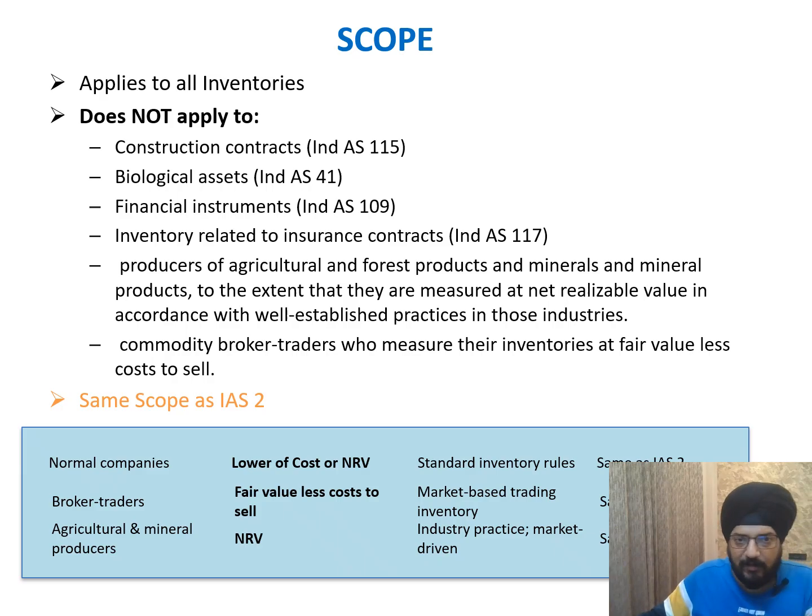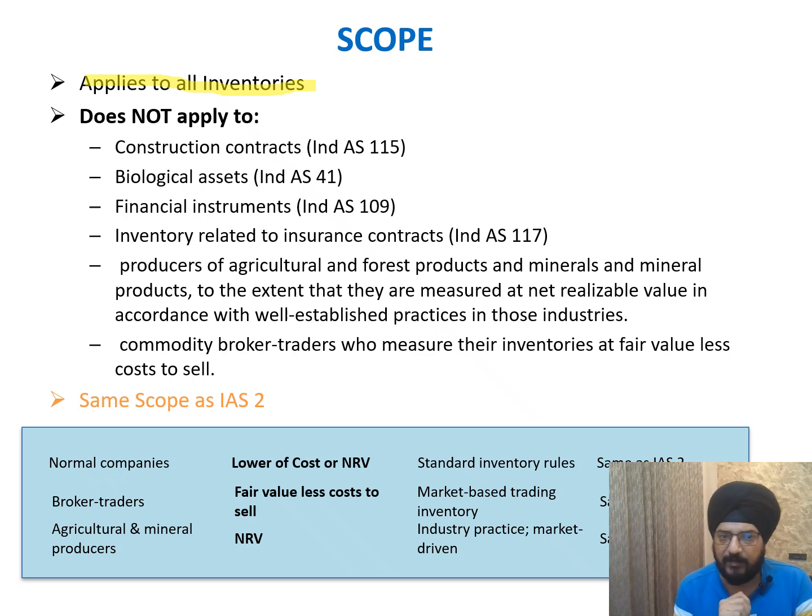Okay, so let's quickly understand the scope which is covered as a part of IND AS 2. IND AS 2 typically applies to all inventories. Here we're talking about all the raw materials, all the products that are required to create the final product, which is being sold by the organization or the industry as per the normal operating cycle. So that is covered as a part of inventory here.